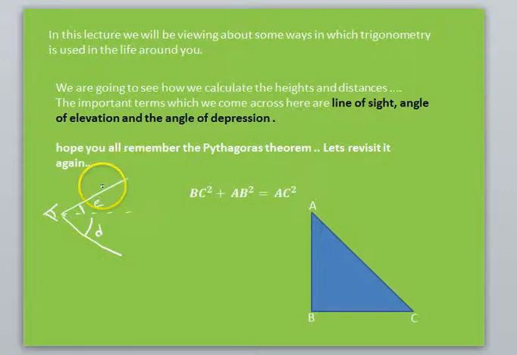Hope you all remember the Pythagoras theorem. Let's revisit it again. This is my right angle triangle over here, and this is my acute angle theta. From here, the opposite side is known as my perpendicular P. This is known as my hypotenuse H, and this is known as my base B. Pythagoras theorem states hypotenuse square is equal to perpendicular square plus base square, which in this triangle illustrates AC square is equal to AB square plus BC square.